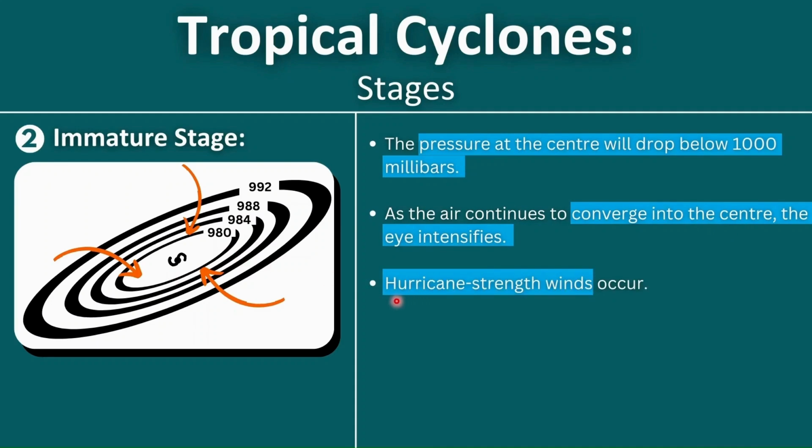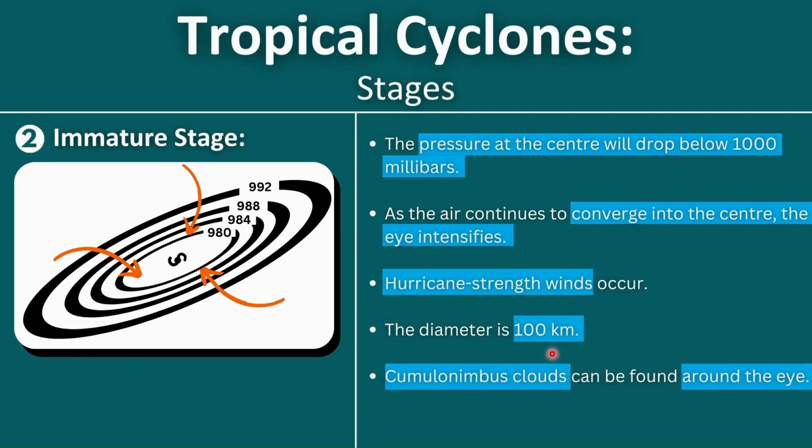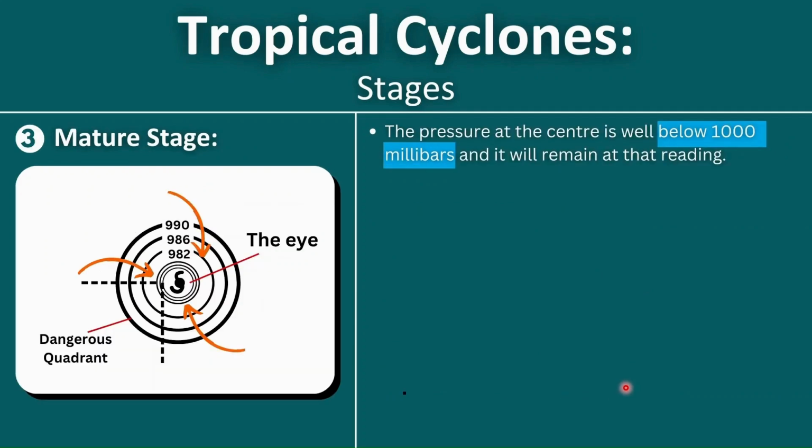Now in this stage, hurricane strength winds will occur. The diameter is 100 kilometers, right? That's also very important to know. And in this stage, which is the immature stage, cumulonimbus clouds can be found around the eye.